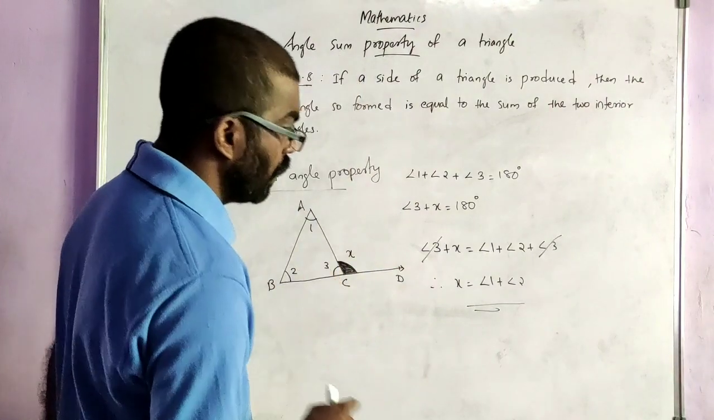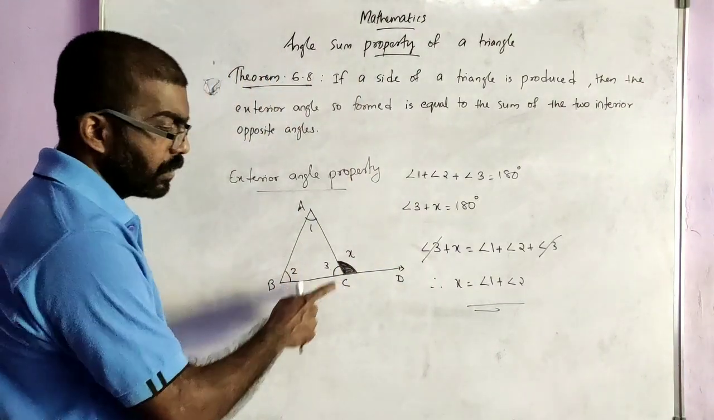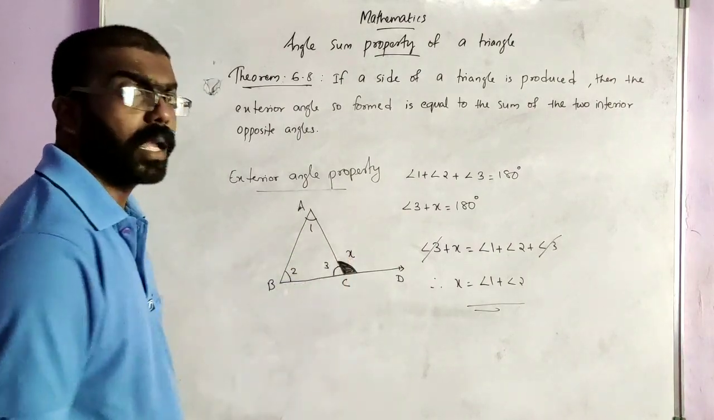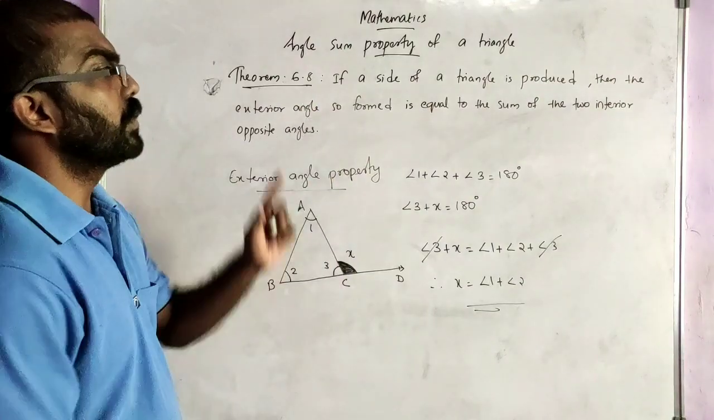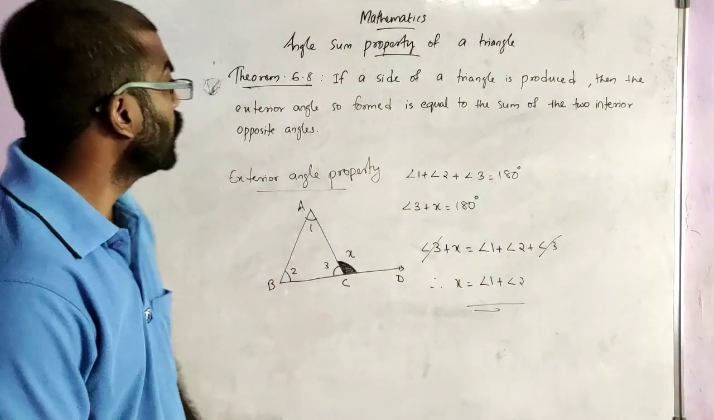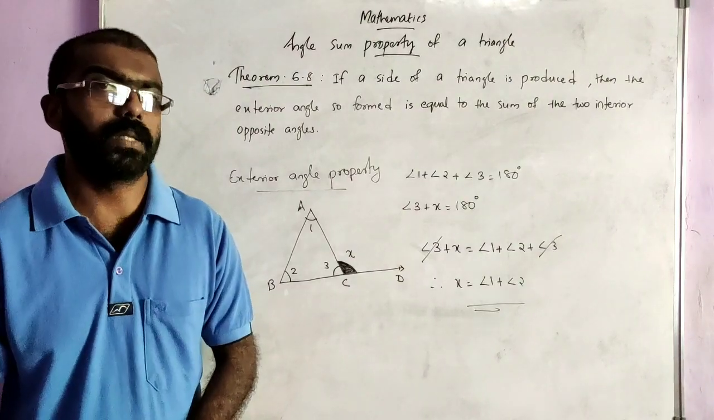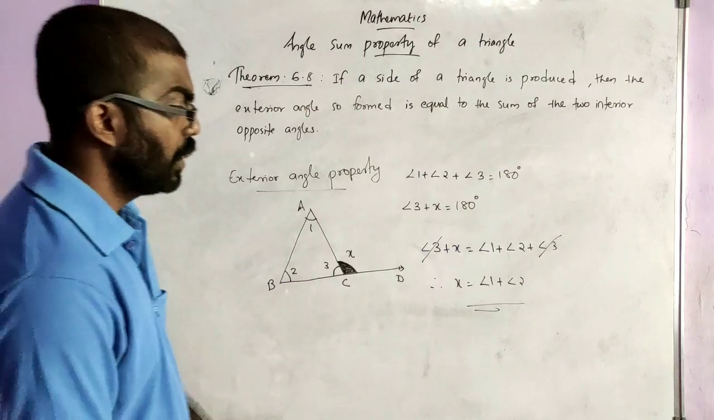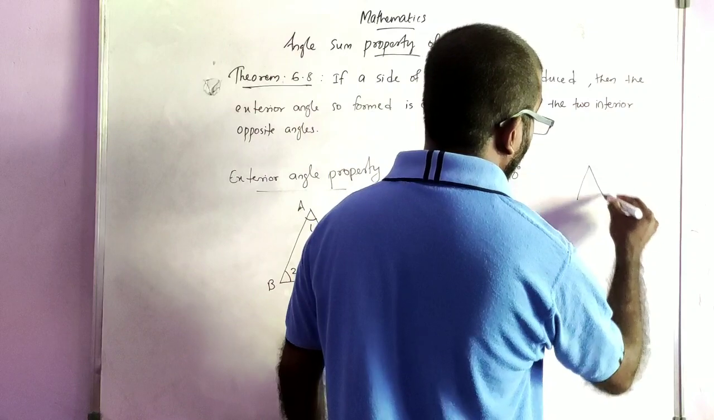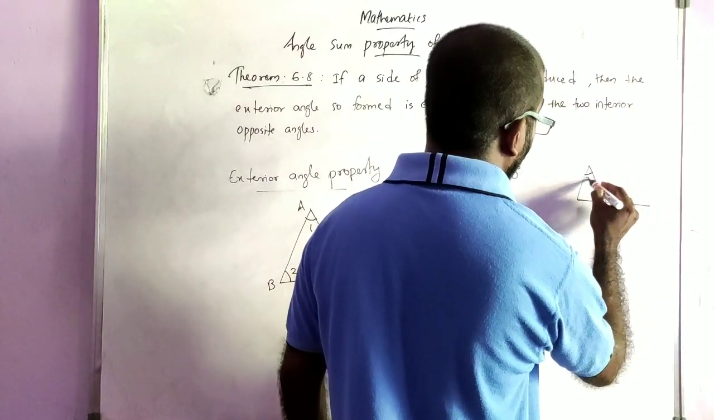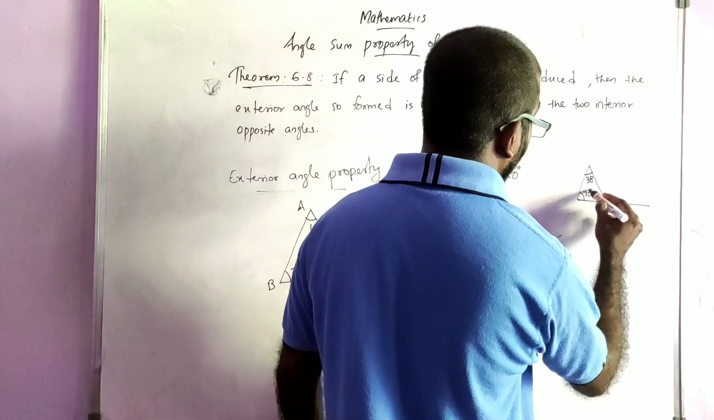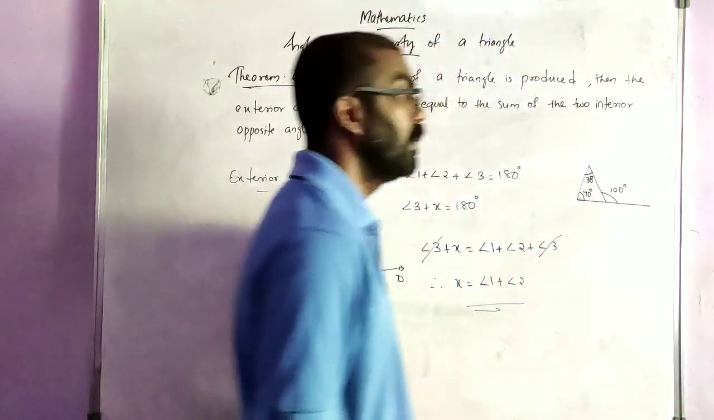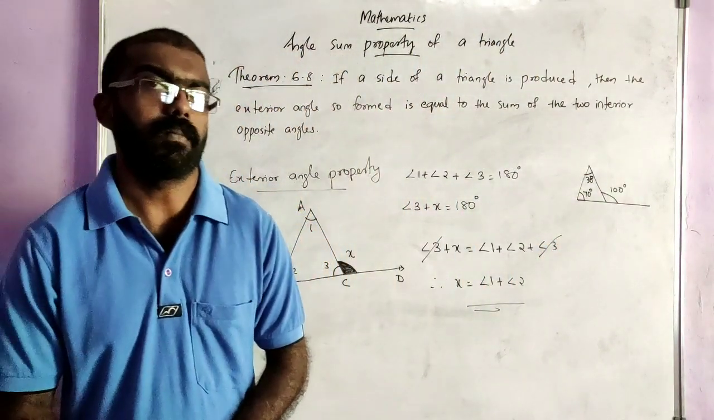Here x is an exterior angle and angle 1 and angle 2 are the interior opposite angles. Okay, the interior angles that are opposite to angle x. That is given in the statement: if a side of a triangle is produced, then the exterior angle so formed is equal to the sum of the two interior opposite angles. For example, if a question is given like that, here one measure is 30 degrees, here 70 degrees, then this angle will be equal to 30 plus 70, which gives 100 degrees. Okay, so this is the theorem. Understood?